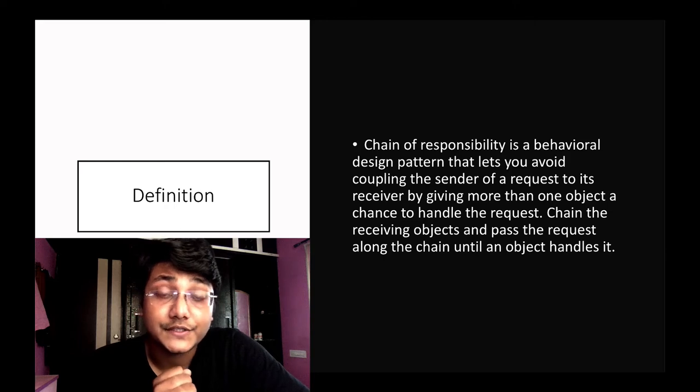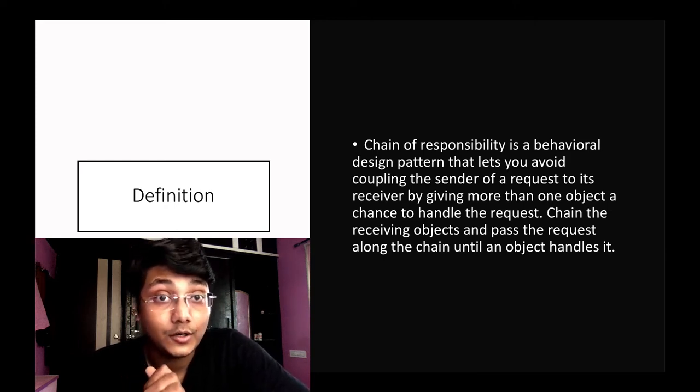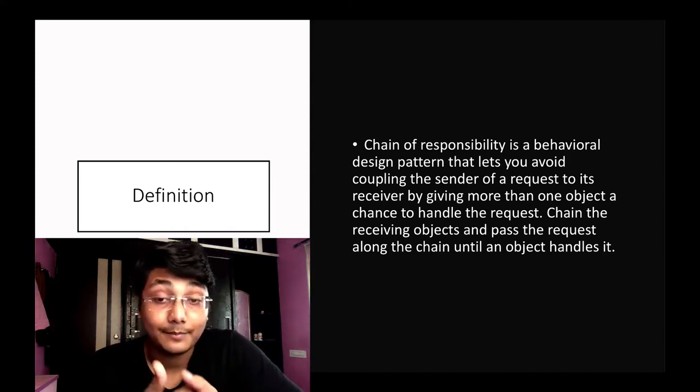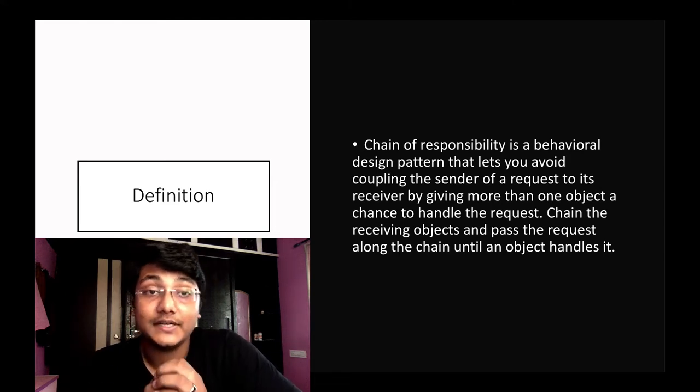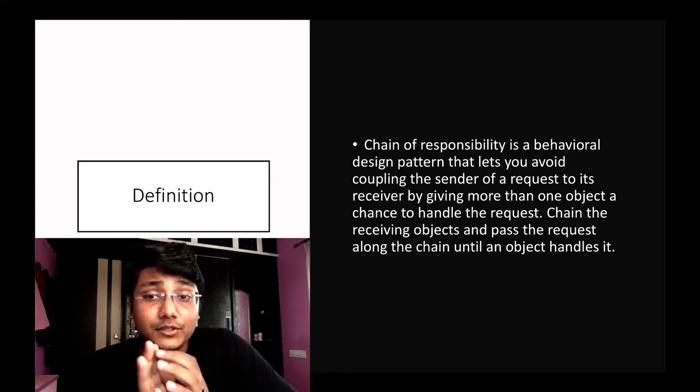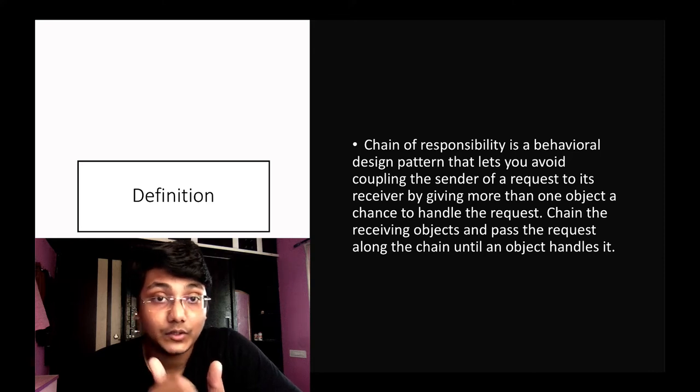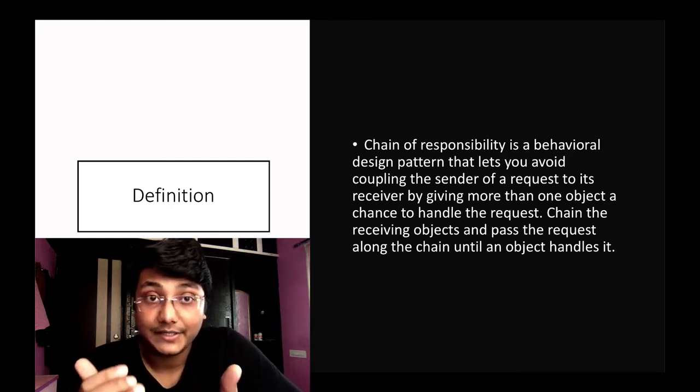The definition says it's a behavioral design pattern which tries to avoid the coupling of the sender of a request to its receiving objects, and change the receiving object and pass the request along the chain until an object handles it. Well, the definition seems quite simple to me, but you need to understand what the request is which is coming, why you want to change the request handlers, and why you want to propagate the request into the chain until one object handles it.